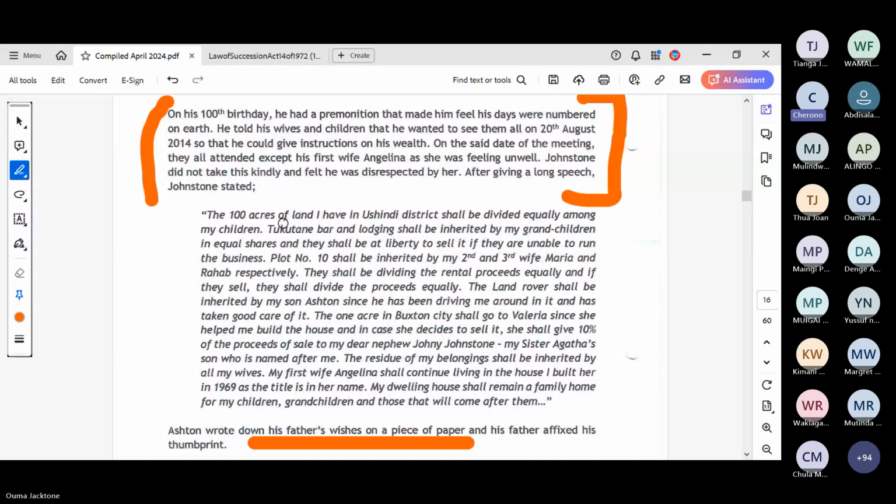The administrators will be the 3 wives as the spouses of the deceased, and the process of getting the administration of that estate will be to apply for a grant of letters of administration intestate. The way you're answering that question, if you're the one marking your paper, will you give yourself full marks?